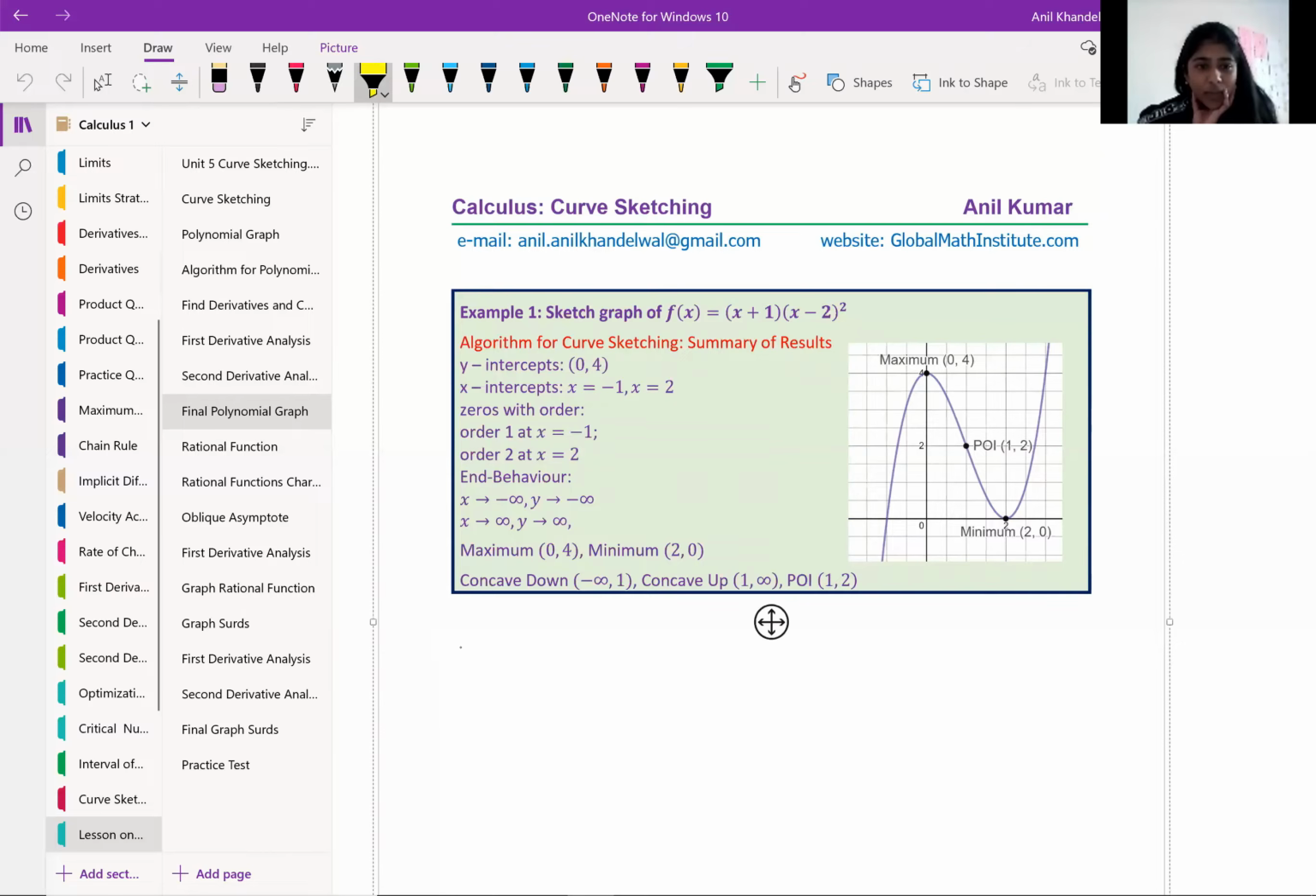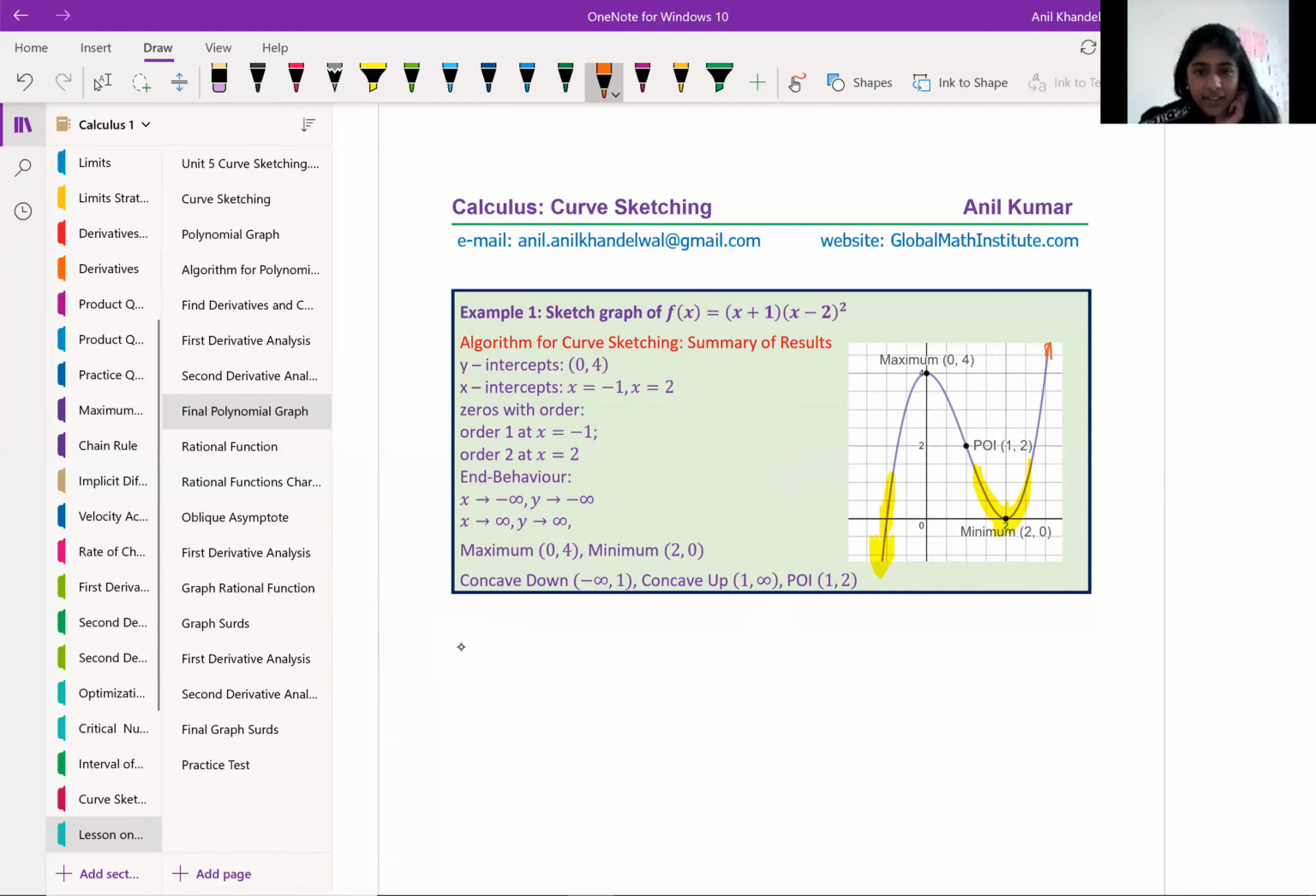So we found the y-intercept, which is (0, 4). X-intercepts at x = -1 and x = 2. Zeros with order: at x = -1, the order is 1, and at x = 2, the order is 2. That's why we've got that quadratic curve. End behavior: as x approaches negative infinity, y approaches negative infinity. As x approaches infinity, y approaches infinity.